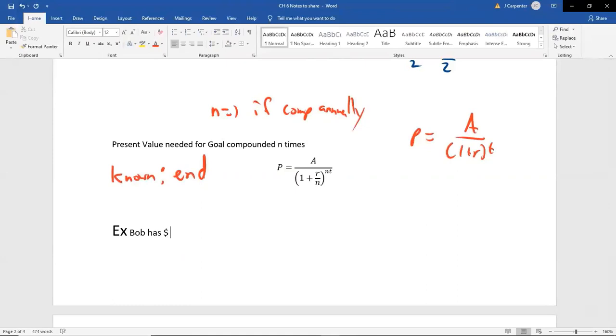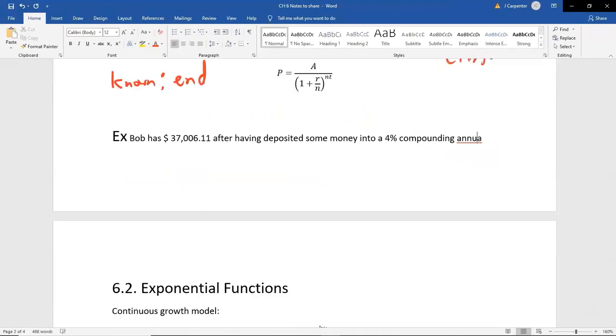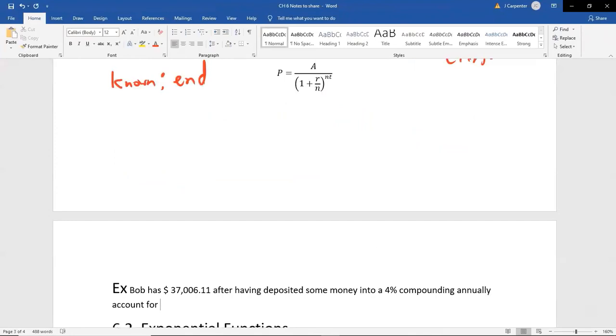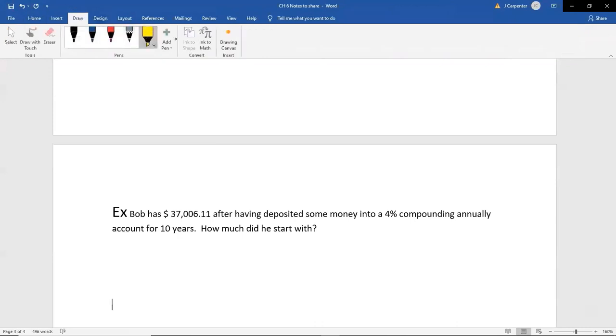Bob has, I can't read this number I've written down, one second. It's $37,006.11 after having deposited some money into a 4% compounding annually account for 10 years. How much did he start with?